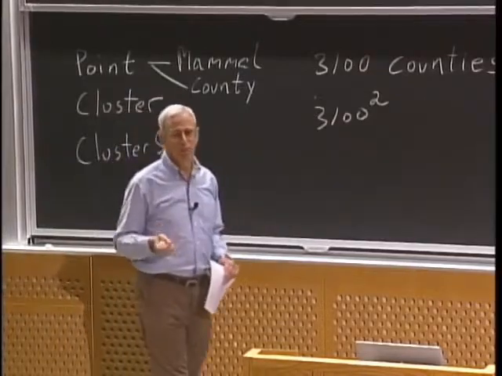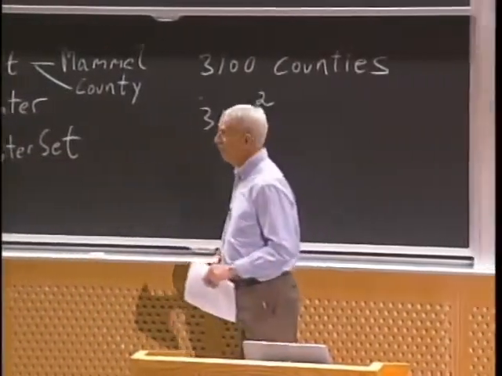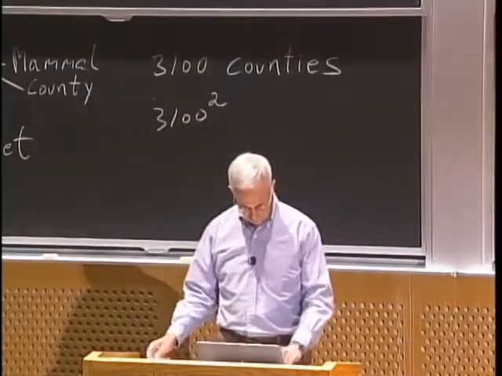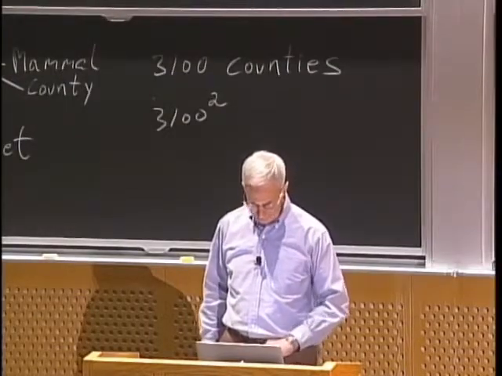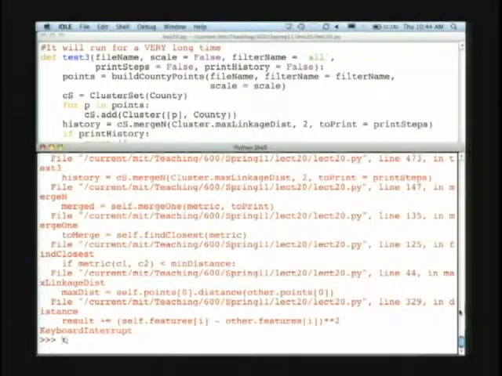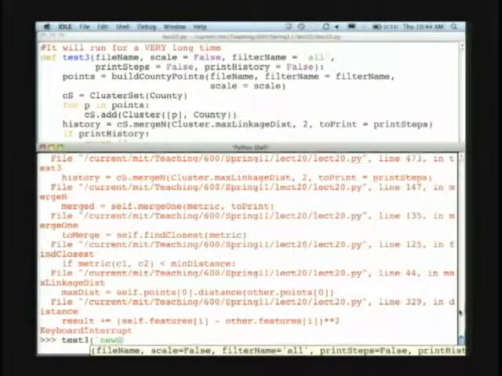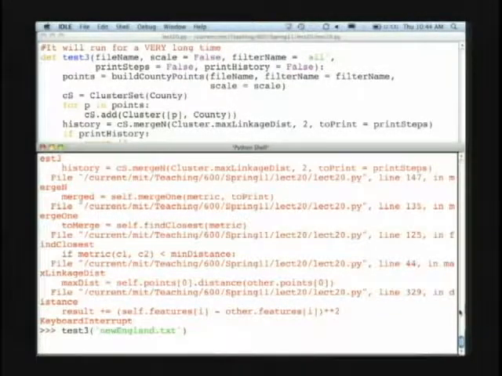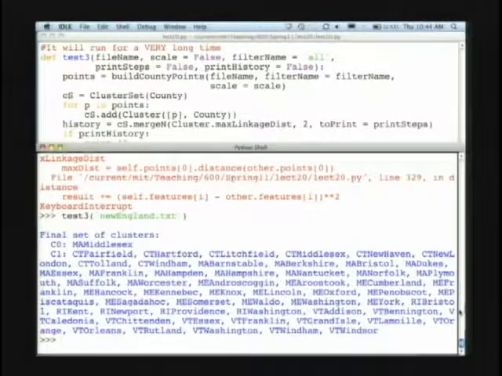So in fact, as we looked at last time, it's going to be a very long and tedious process, and one I'm not going to wait for. So I'm going to interrupt, and we're going to look at a smaller example. Here, I've got only the counties in New England, a much smaller number than 3,100. And I'm going to cluster them using the exact same clustering code we used for the mammals. It's just that the points are now counties instead of mammals.